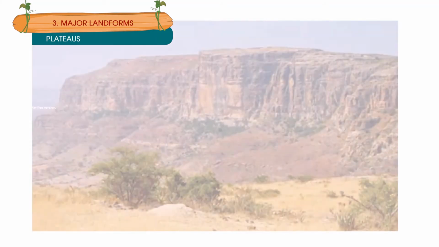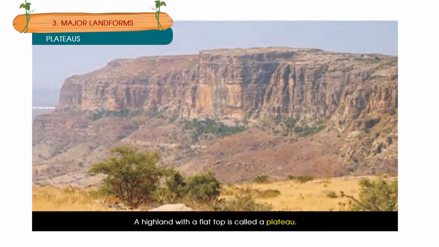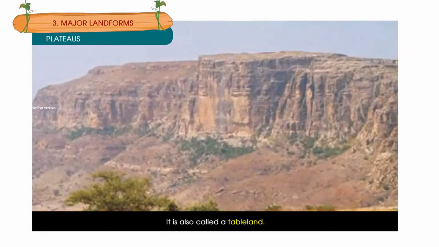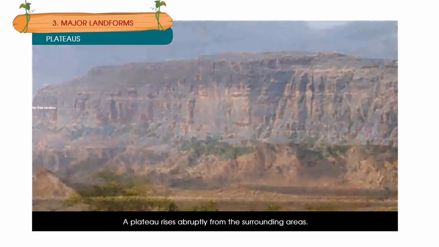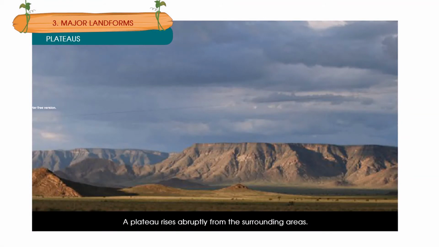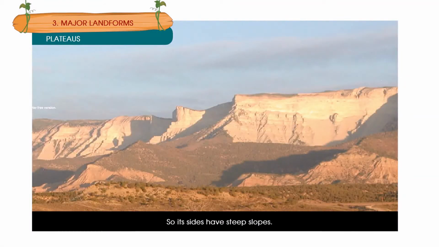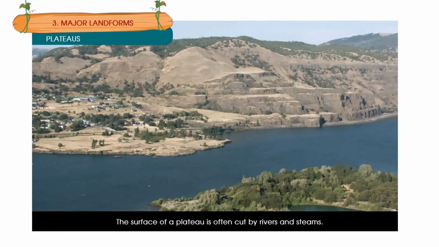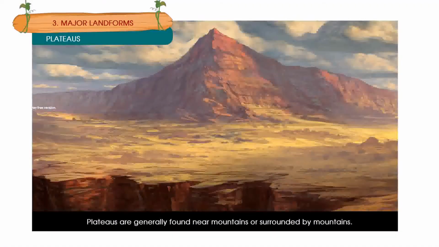Plateaus. The highland with a flat top is called a plateau. It is also called a tableland. A plateau rises abruptly from the surrounding area. So, its sides have steep slopes. The surface of a plateau is often cut by rivers or streams. Plateaus are generally found near mountains or surrounded by mountains.